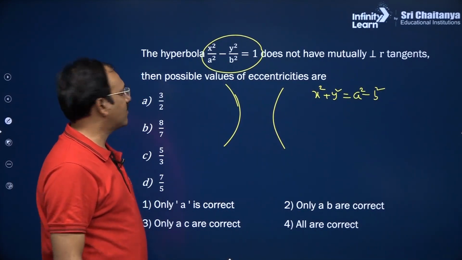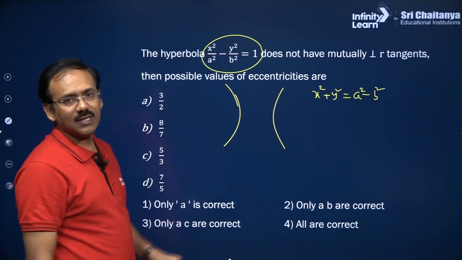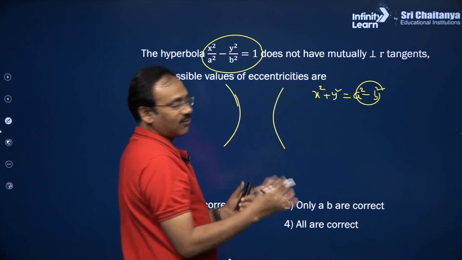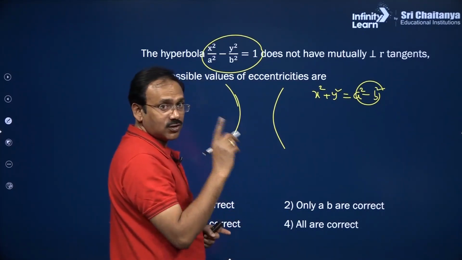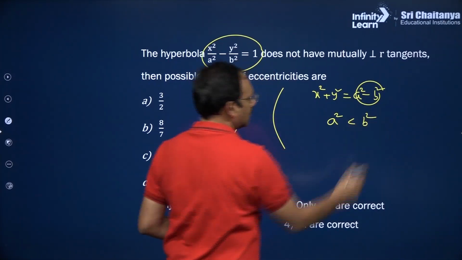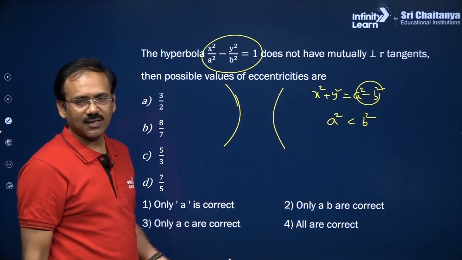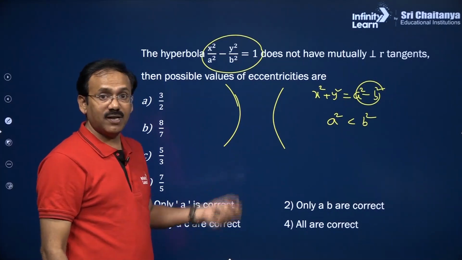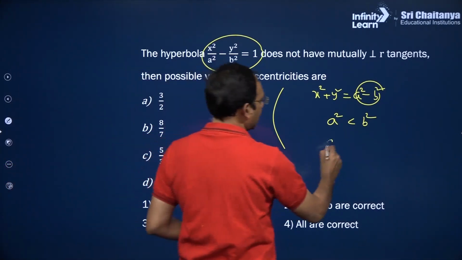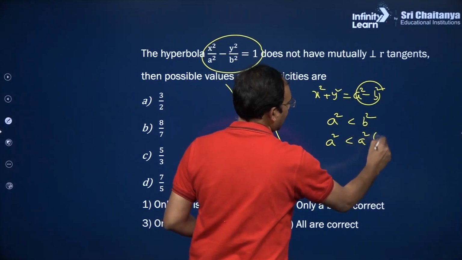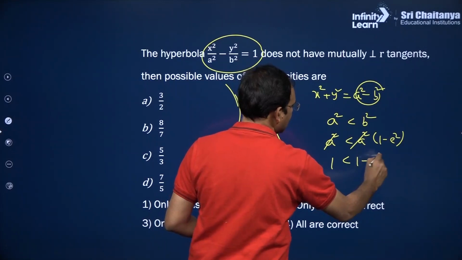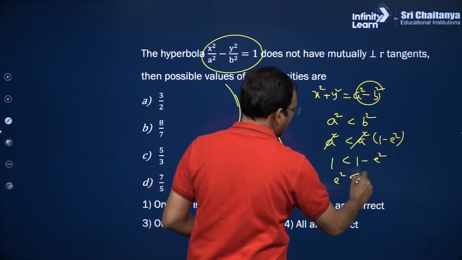So, my dear friends, it does not have, in the sense, if a square minus b square is positive, it will have a certain set of points. If a square is equal to b square, also one point exists, but if a square is less than b square, then it is impossible. There is no director circle. That means no point in the plane from which I can draw two perpendicular tangents to the hyperbola. But b square is equal to a square into (1 minus e square), right.